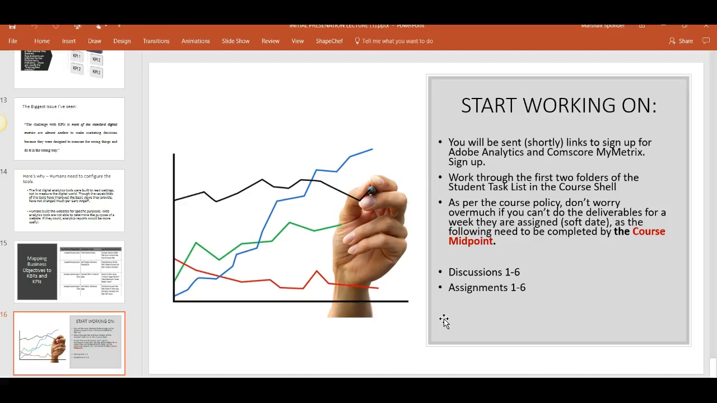Whatever I designate the midpoint is, that's when you need to get the first 6 assignments, 6 discussions, and maybe an introductory discussion done, and anything else that I put in those folders on the side. And that's it for the first lecture.